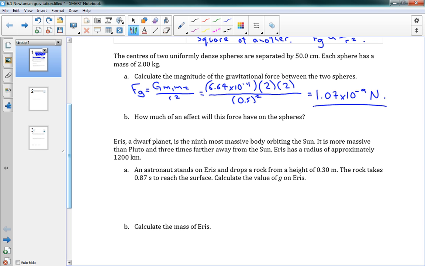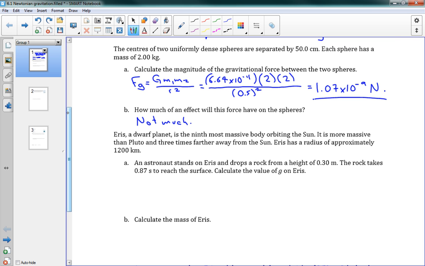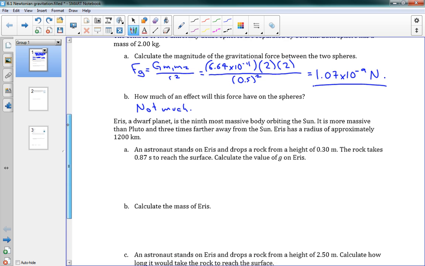So part B says, how much of an effect will this force have on the spheres? Well, I'm just going to say, not much. Because it's such a small force. It does nearly nothing. And that makes sense. If you have two objects, 2 kilograms each, separated by half a meter, you know that they're not really pulling each other very, very strongly. If you have those in real life, you don't notice them pulling each other. They are, but it's by a very, very small amount.